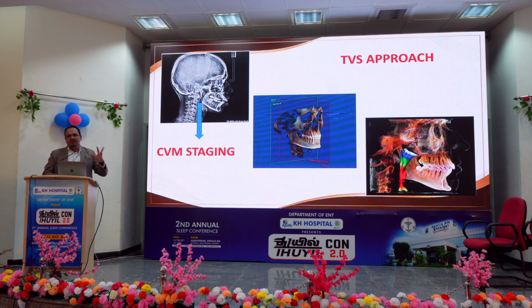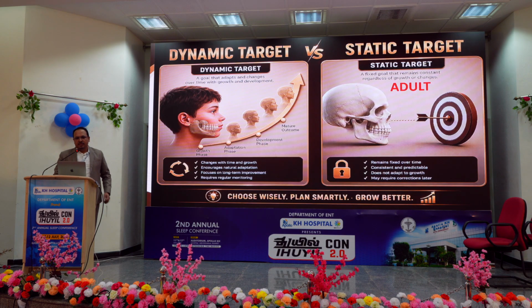So the approach is the TVS approach. You correct the transverse first, the vertical next, and the sagittal third. So we are looking at targeting the dynamic target in children, a moving target. In adults, we are targeting a static target. So we need to time the treatment correctly.